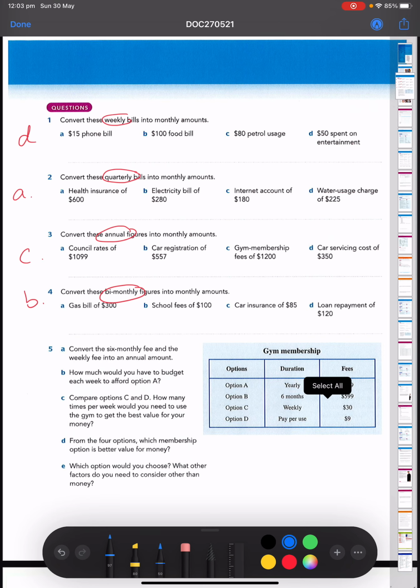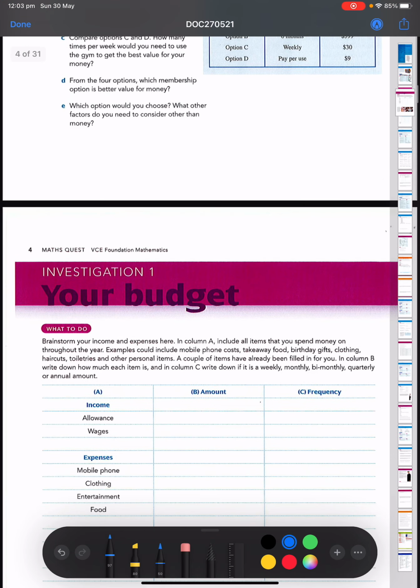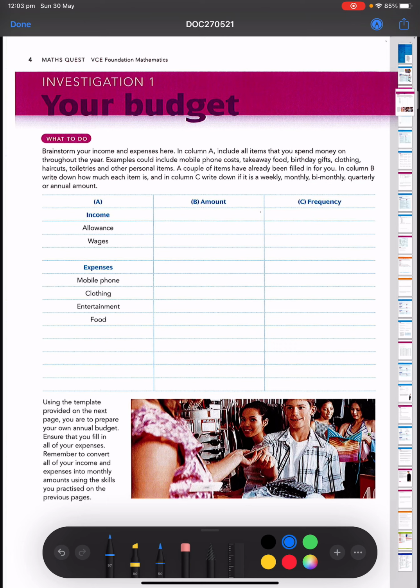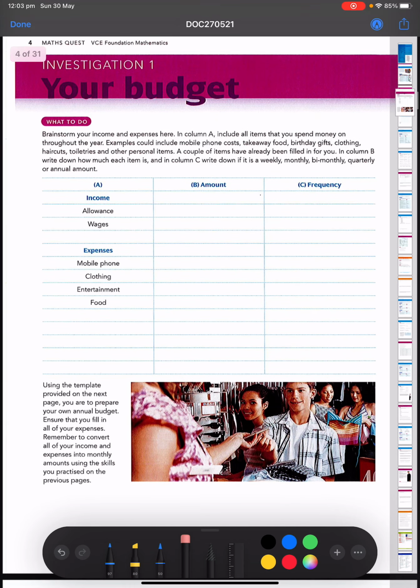The next exercise that we are going to do is looking at our budgeting, so trying to create a budget. What you would need to do is brainstorm your income and expenses. In column A, I want you to include all items that you spend money on throughout a year. So things like your mobile phone, takeaway food, birthday gifts, clothing, haircuts, toiletries, anything. You can include things that maybe your parents pay for as well, just to get an idea of how much you're spending on you. Some examples have already been filled in for you that you then need to put in column B, the actual amount that each thing is.